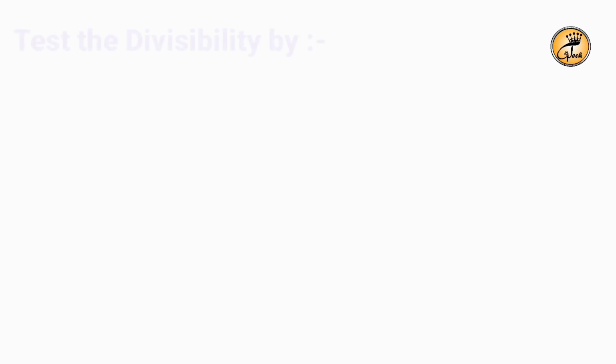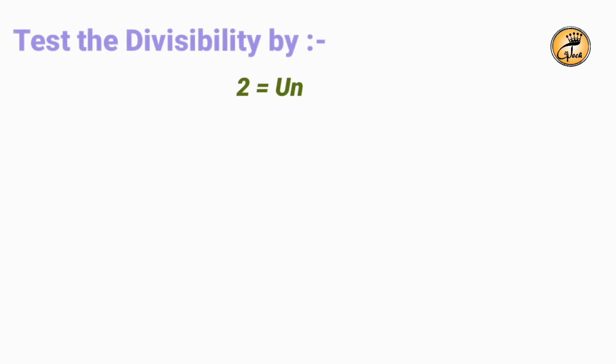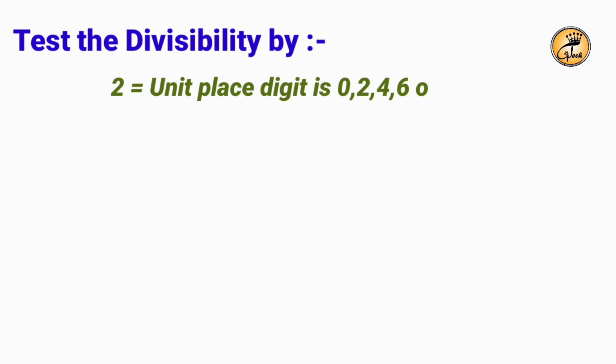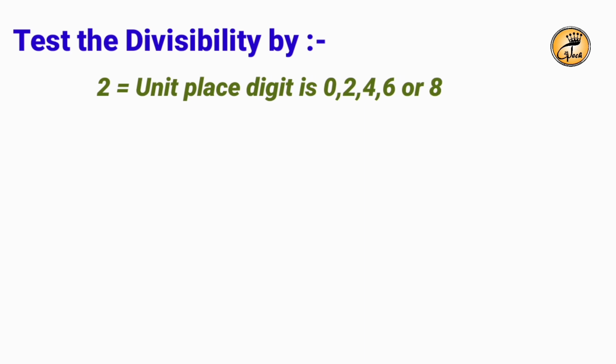In this lesson you will learn how to test divisibility of numbers. A number is divisible by 2 only when its unit digit is 0, 2, 4, 6 or 8. For example, 60, 72, 84, 96 and 108 are divisible by 2.